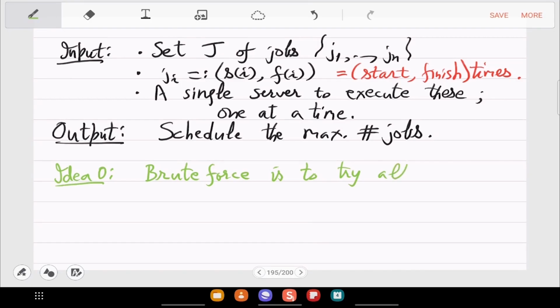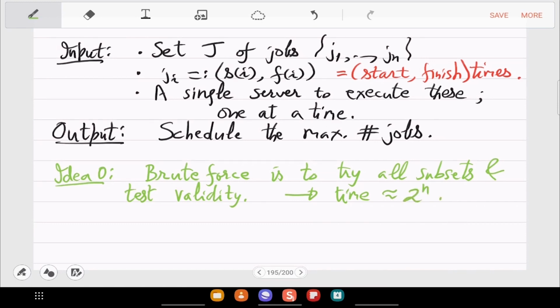To try all subsets and see their feasibility or validity. So the problem is that the time taken will be 2 raised to n.